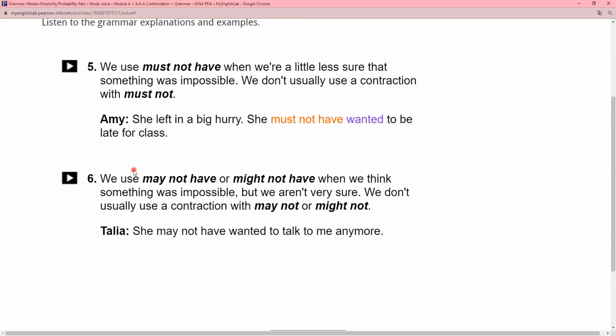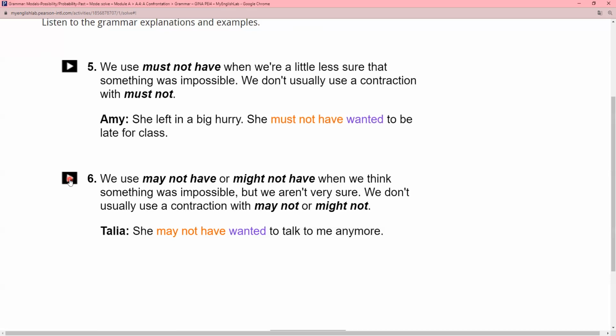And now we're going to continue with the usage of may not or might not. We use may not have or might not have when we think something was impossible, but we aren't very sure. We don't usually use a contraction with may not or might not. She may not have wanted to talk to me anymore. Okay, so we're going to use a negative when we think that something was impossible, but we're not very sure, right?